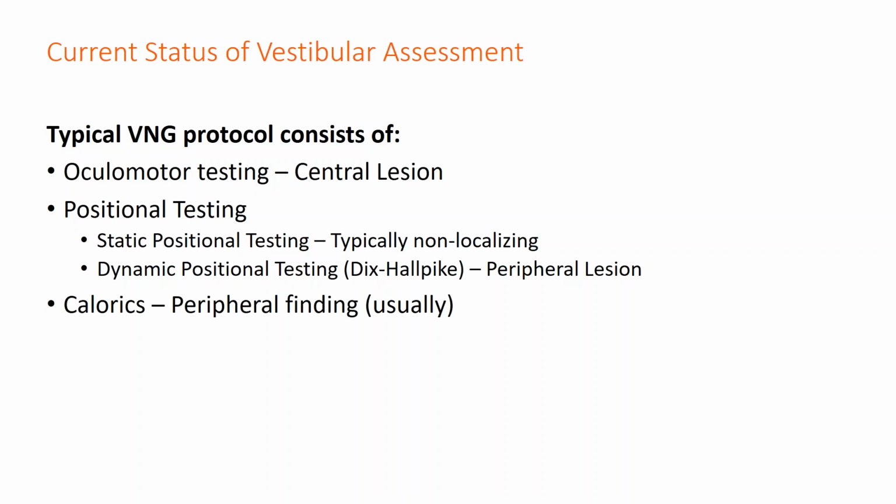And then at the end, you're doing calorics, which is the hot and cold air into the ear. This is usually a peripheral finding, but for example, if someone has no caloric response, we know that they possibly have bilateral vestibular loss, and you're going to need to do more testing beyond that point.